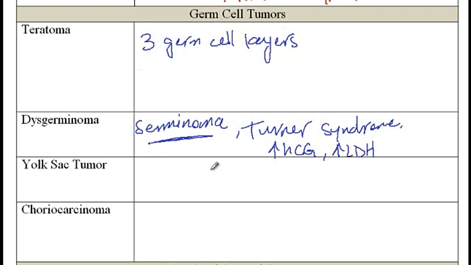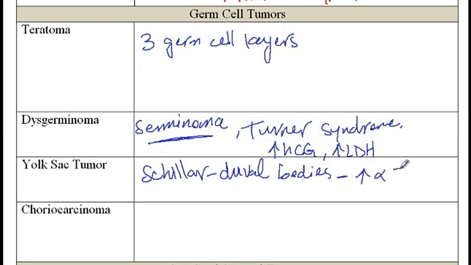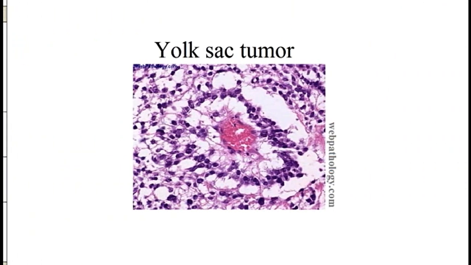The next type of tumor is the yolk sac tumor, which shows Schiller-Duval bodies on the histology and presents with elevated alpha-fetoprotein. So here is an example of the Schiller-Duval bodies, which resemble primitive glomeruli.